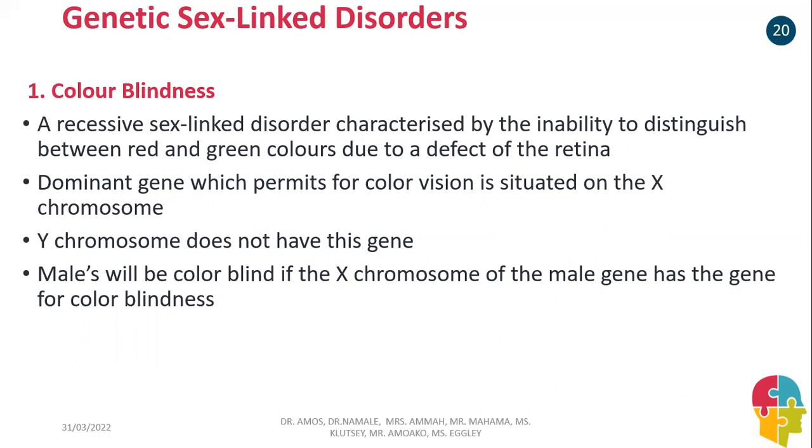A mutation on one of the genes that is located on what? The X chromosome. And this gene actually allows for what? Color vision, for you to be able to see different colors and distinguish between the colors. Now, the Y chromosome does not have this. And so males will be colorblind if the X chromosome that they inherited from their mothers has a gene mutation which causes color blindness.